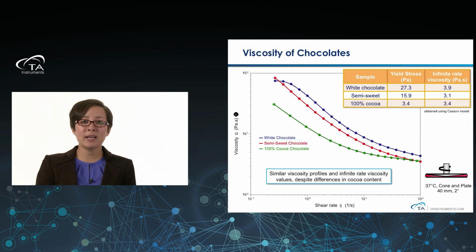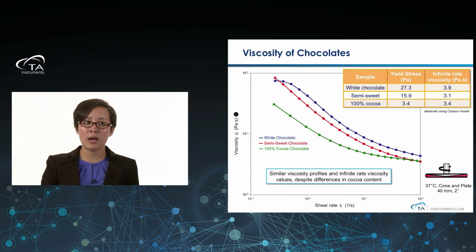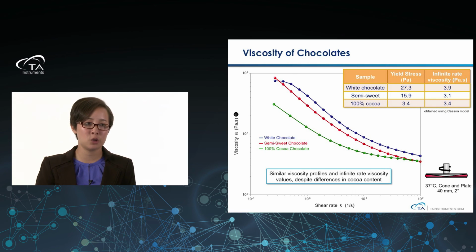In that case, the chocolates were not very different from one another, but everyone knows that white chocolate and 100% cocoa are going to feel a little bit different when you're chewing them and in those thin films. So even though we had similar viscosity profiles, despite the differences in cocoa content, can we use tribology to distinguish the behavior of the different materials?